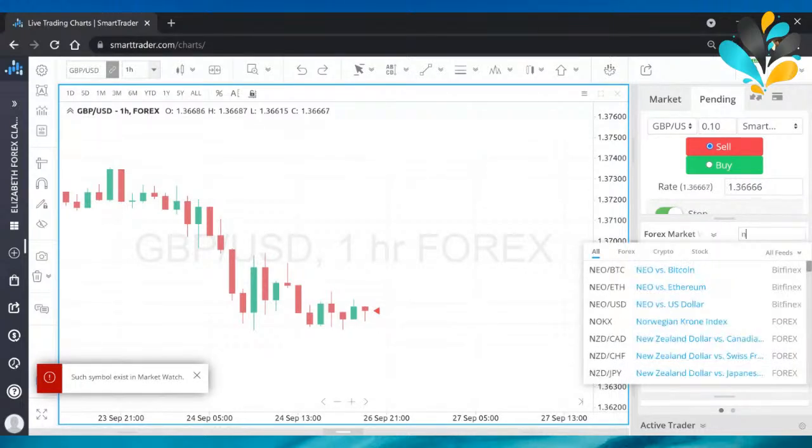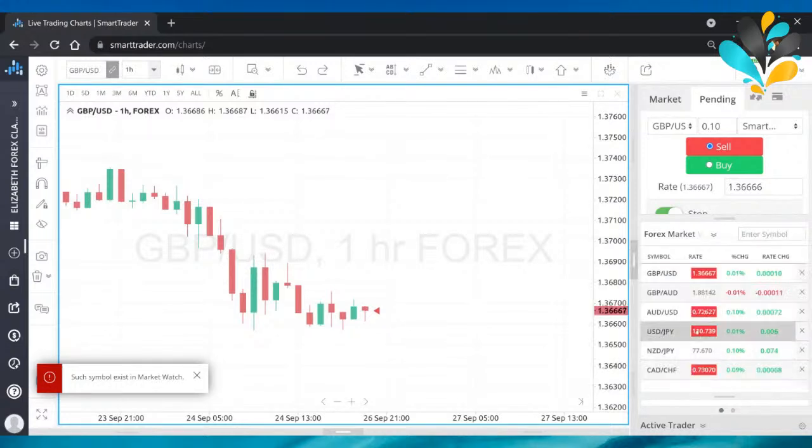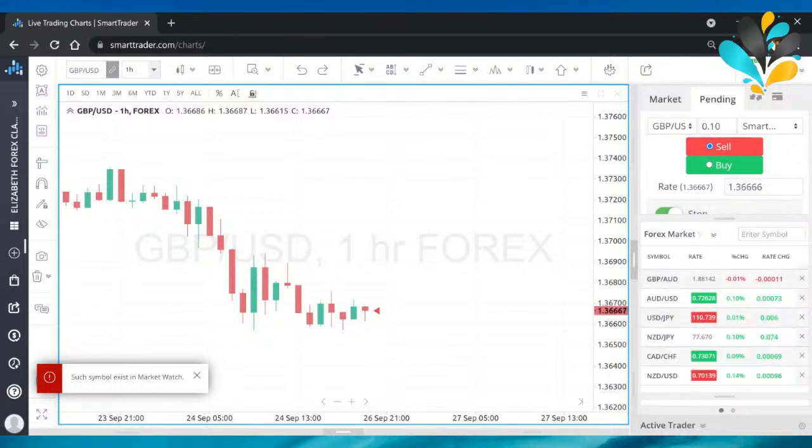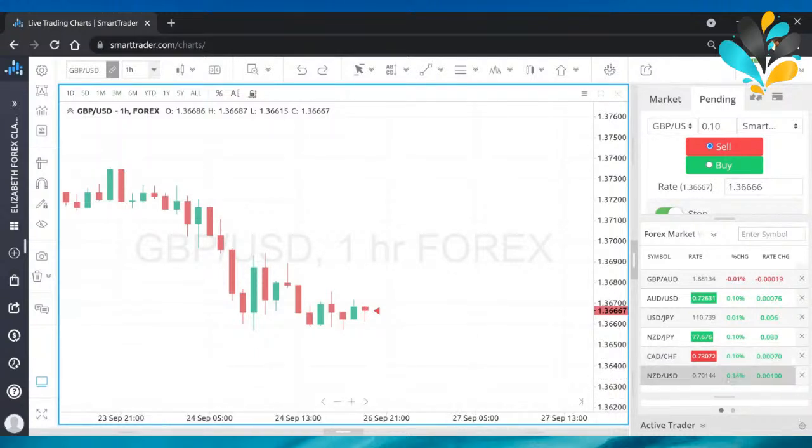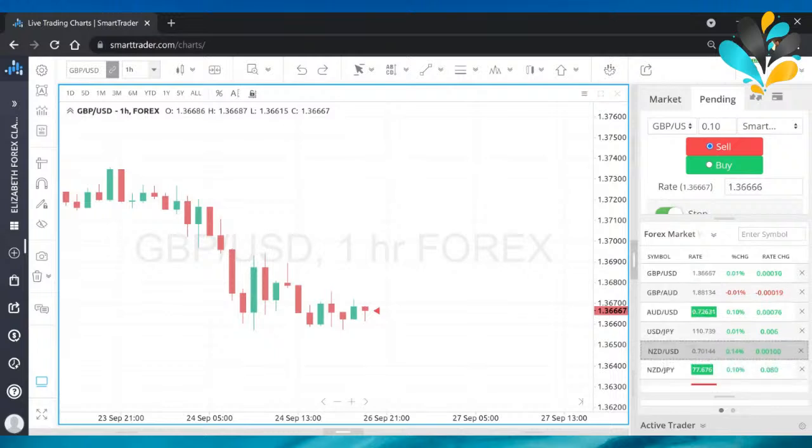So you cannot add one that you already have there. And now you can see NZD USD is shown to the bottom, the same one that I just removed a moment ago. If you want to switch it around, you can drag it from one point to another, and you can put them in order of whichever one you prefer to watch.